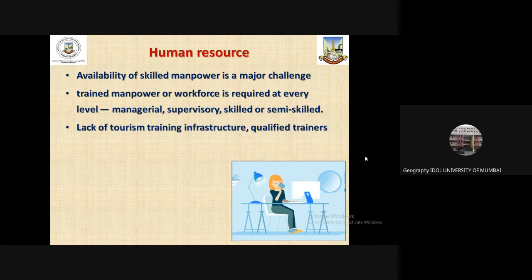So trained manpower requires different skills at different levels. May it be a managerial skill, may it be a supervisory skill, and then a skilled and semi-skilled workforce is required to be employed in the tourism sector in India. Unfortunately, we have poor training infrastructure and qualified trainers to develop manpower, or to develop human resource in the tourism sector.